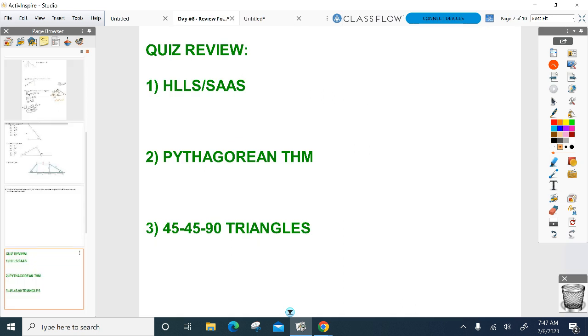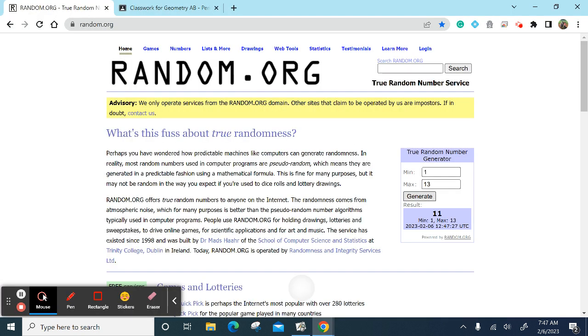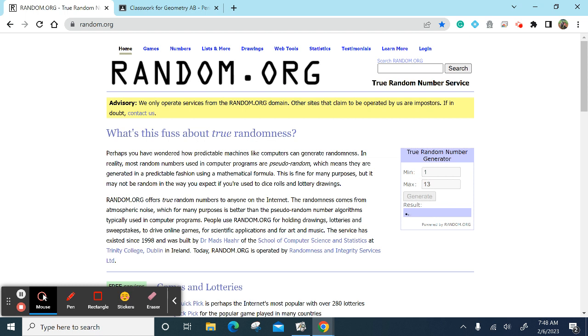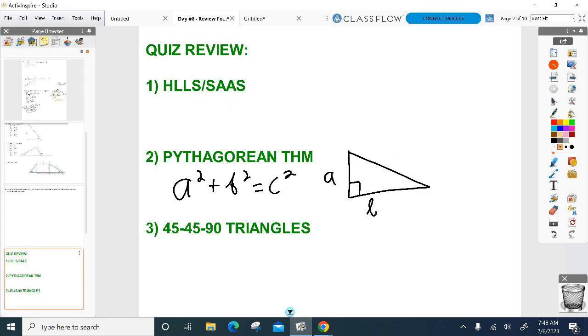Yep, Pythagorean theorem. What is it? Pythagorean theorem. All right, perfect. What are A and B? And C? Everyone know where to find the legs? They make up the right angle, and everyone knows where to find the hypotenuse. We're all good. Pythag, you will need it tomorrow. You will need it. All right, 45, 45, 90.